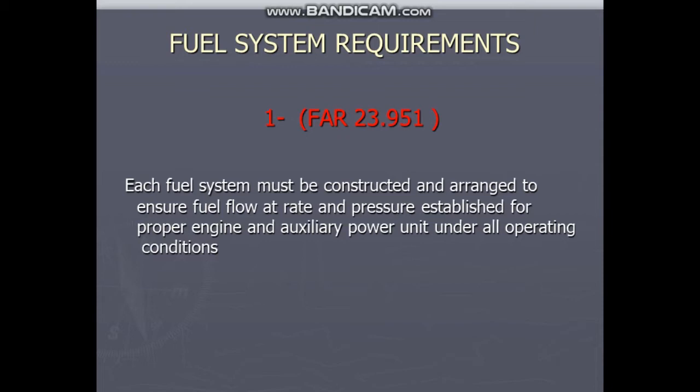Today we will talk about fuel system requirements, and we will take most of the requirements, not all of them. We will start with number 1, FAR 23.951, and it identifies that each fuel system must be constructed and arranged to ensure fuel flow at the rate and pressure established for proper engine and auxiliary power unit operation under all operating conditions.